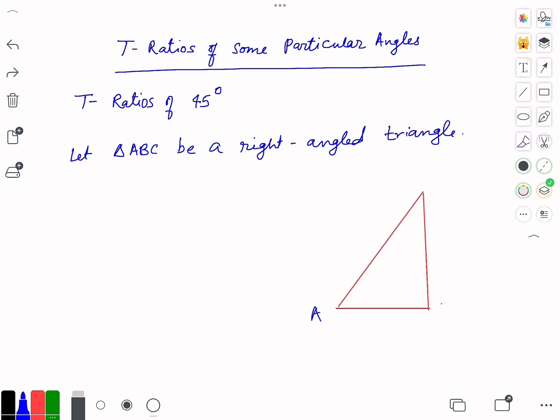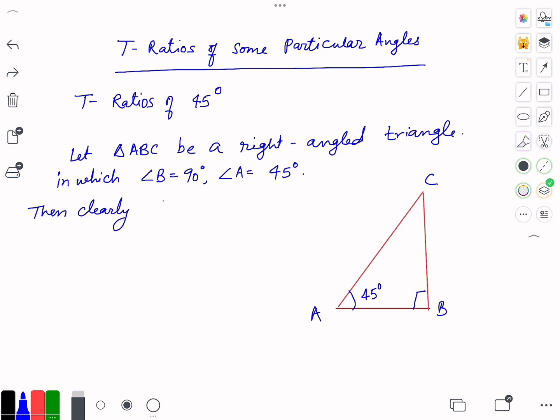So we have drawn a triangle ABC where angle A is 45 degree, B is the right angle. Clearly angle C would also be 45 degree. Let us write this first. So angle B 90 degree, angle A 45 degree, then angle C is equal to 45 degree.